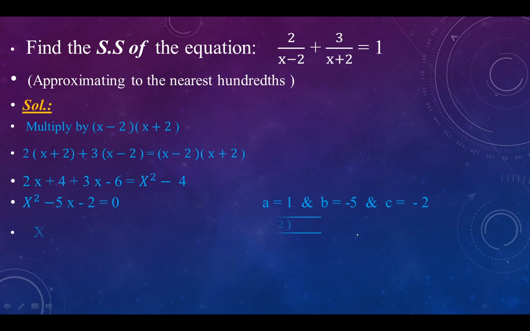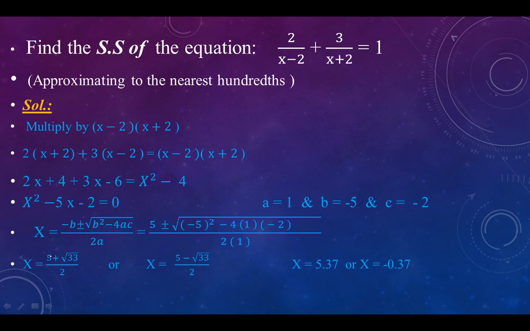By using the general formula, very easy: negative b will be equal to 5, b power 2, negative 5 power 2 equals 25, minus 4ac, negative 4 times a equals 1 times c equals negative 2, all of this over 2a, 2 multiplied by 1 equals 2. By using the calculator, negative 5 power 2 minus 4 times 1 times negative 2 equals 33. Now x will be 5 plus root 33 over 2, or x equals 5 minus root 33 over 2, because we have positive and negative. So the first solution will be 5 plus root 33 over 2, and the second solution will be 5 minus root 33 over 2.